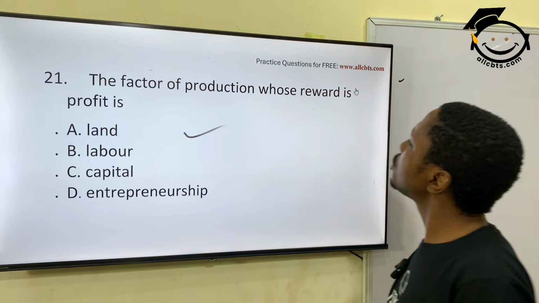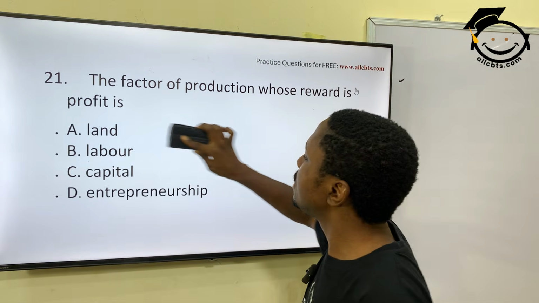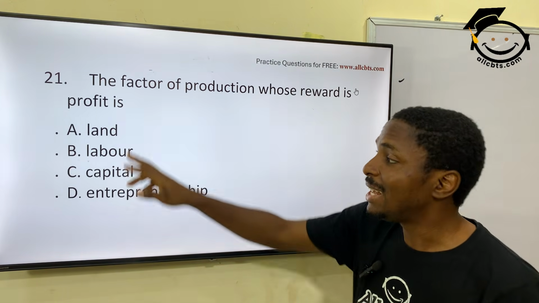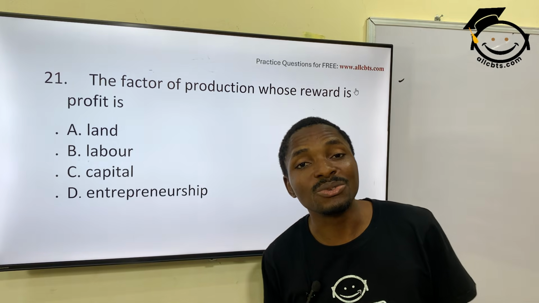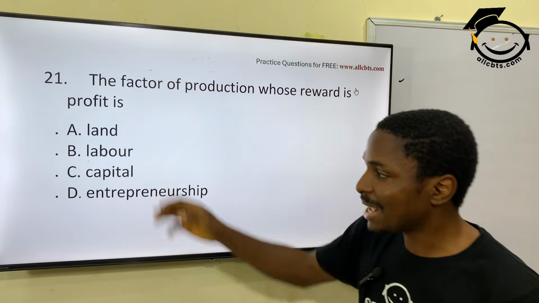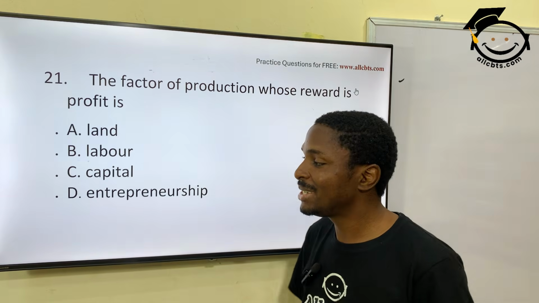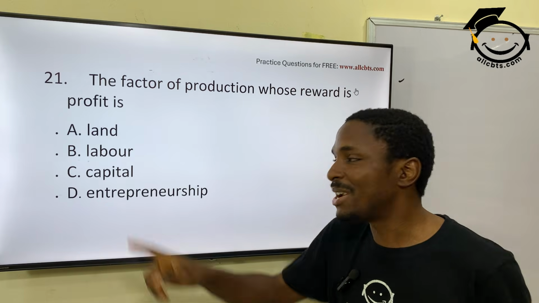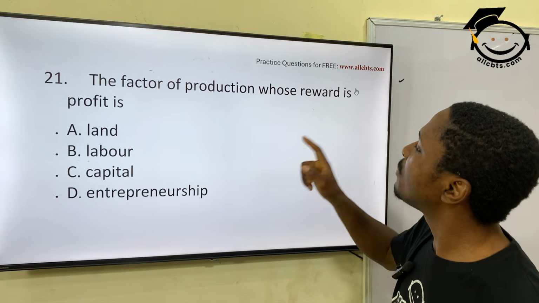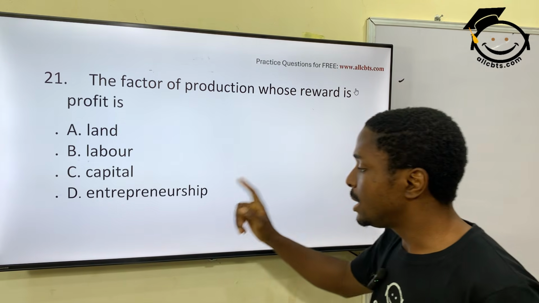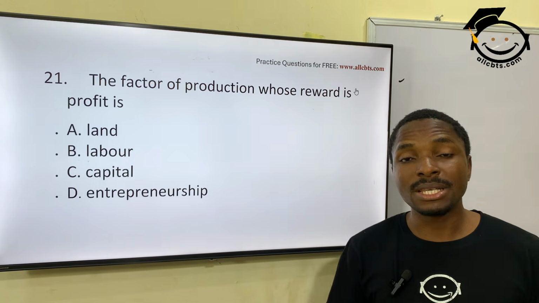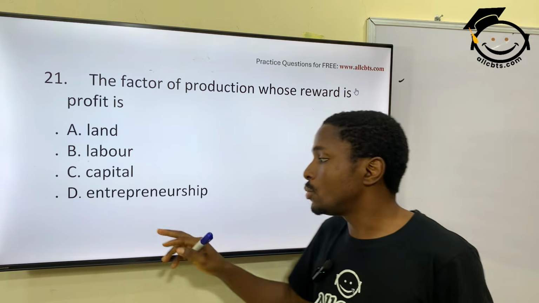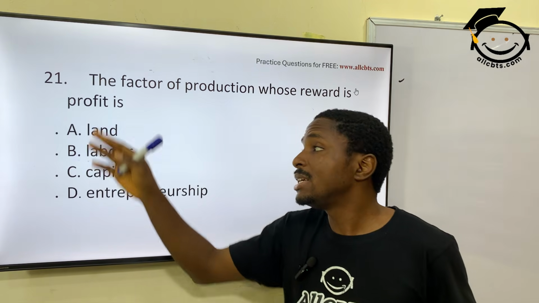Now, the factor of production whose reward is profit is what? Okay, you know already. These are the 4 factors of production. Land, and the reward for land is what? Rent, capital, labor, entrepreneurship. I won't give you all of them. But the factor of production whose reward is profit is what? Entrepreneurship. The soul of every businessman is to make profit. So the reward of entrepreneurship is what?